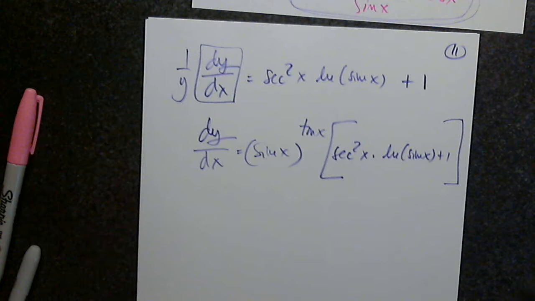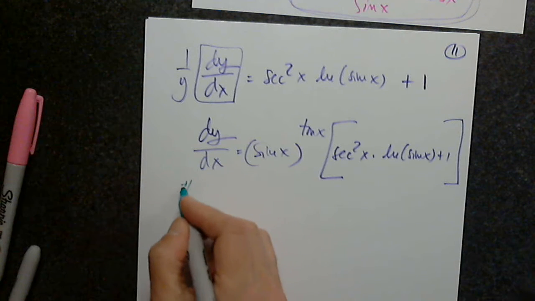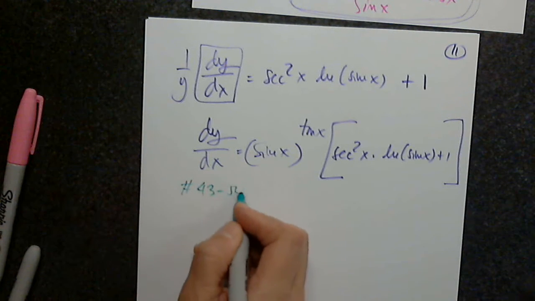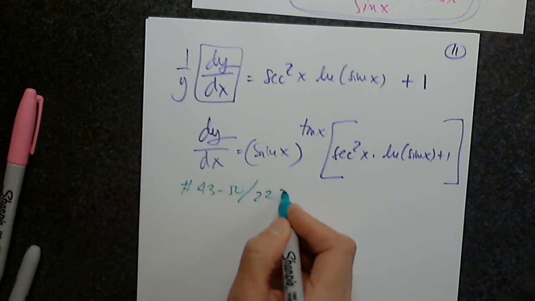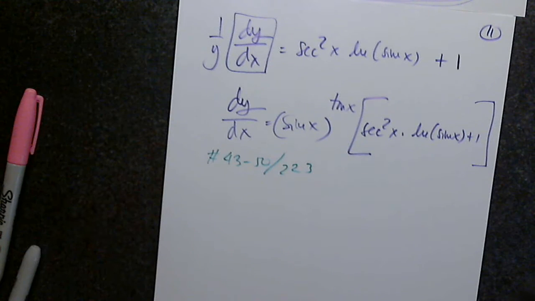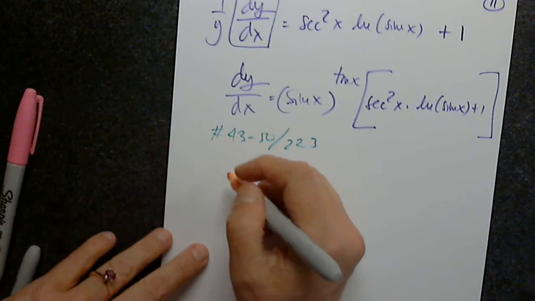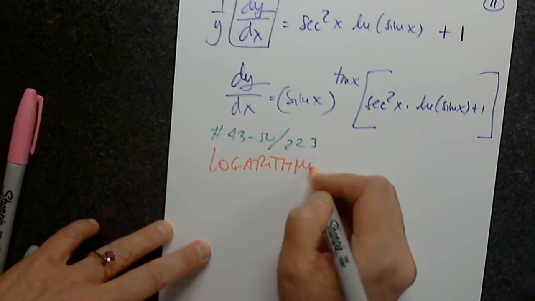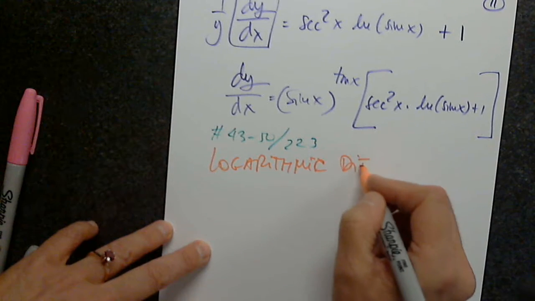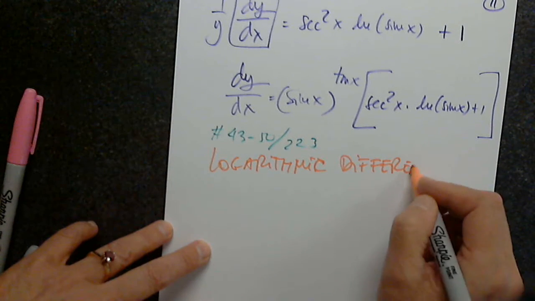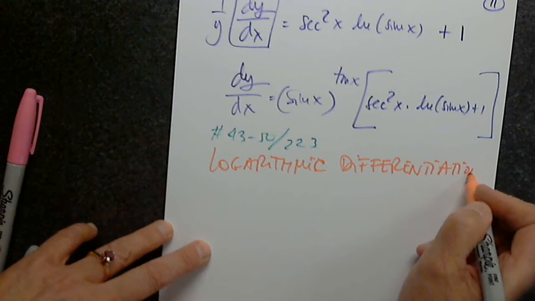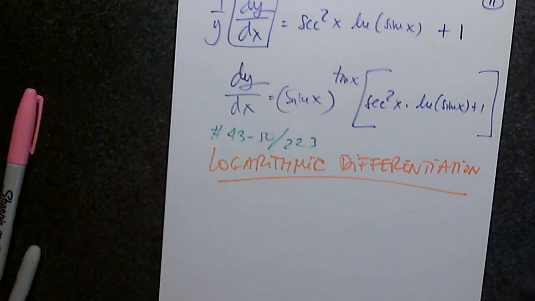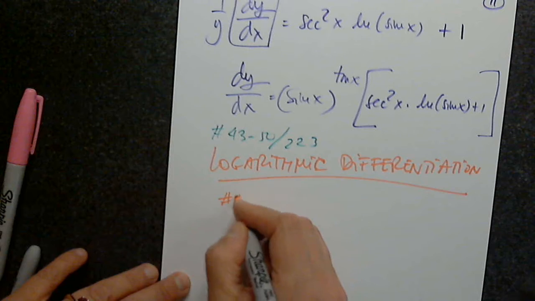So please choose on page 223, 43 through 50. 43 through 50 on page 223. And yes, this is called logarithmic differentiation. Which one? 50 it is.